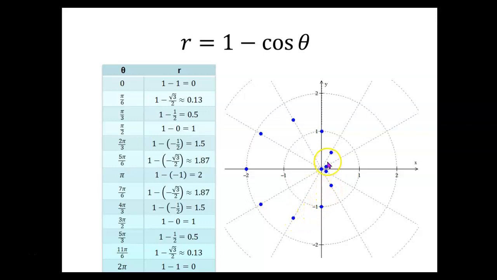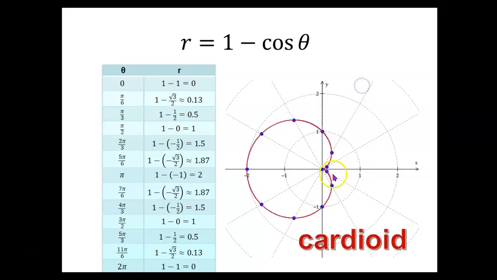And then filling in all the points in between, here's what the curve looks like. This curve is the graph in polar coordinates of the equation r equals 1 minus cosine of theta. And this is an example of what's called a cardioid. And it's called that because it is heart-shaped. Cardioid is like cardiac, means heart.